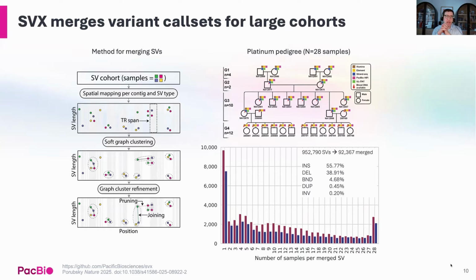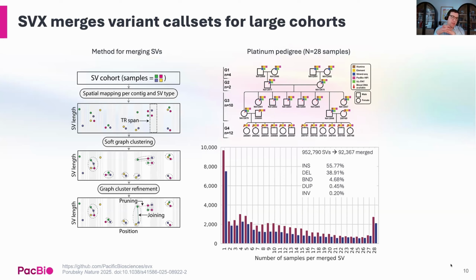To give an example of its application, shown here on the right is the application of SVX to a 28-person pedigree. Across these 28 individuals, from the individual call sets, there were 952,790 structural variants that were called. And when these are merged with SVX, it consolidates down into 92,367 merged variants. So most of the variants are polymorphic across this cohort and thus are merged into a smaller number of unified calls.